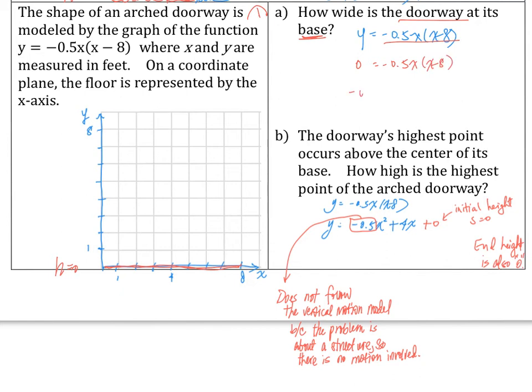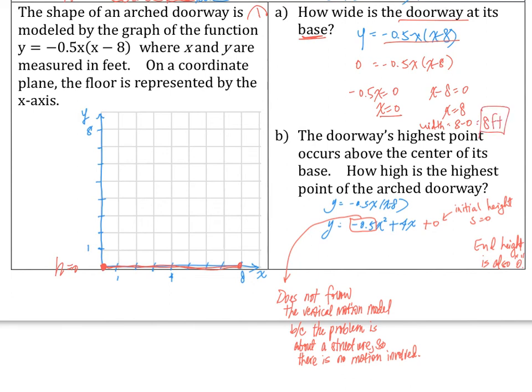So to solve for x, we can do this. x equals 0 and x minus 8 equals 0. So x equals 8. Well, when x equals 0, that means it will be this part of the doorway. When x equals 8, it will be at this point. So 8 minus 0 would give you the width of the doorway, which is just 8 feet.